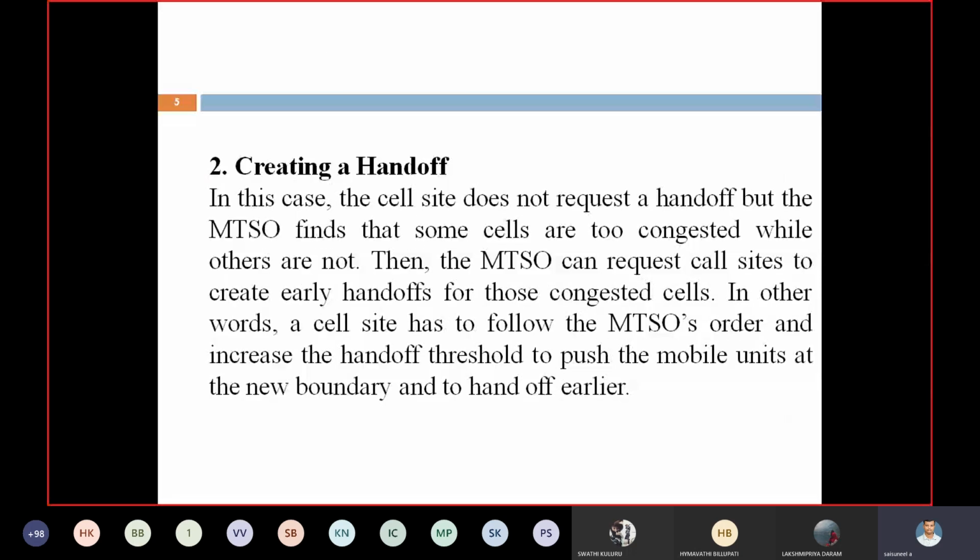Suppose in an urban area, one or more base stations or cell sites are available. Whenever a call is in progress on one base station, automatically the MSC or MTSO chooses that base station and changes the channel from the other base station, which is the nearest one. That is the early handoff. This is the second type of handoff technique, called the forced handoff. In that forced handoff, the second one is creating a handoff.